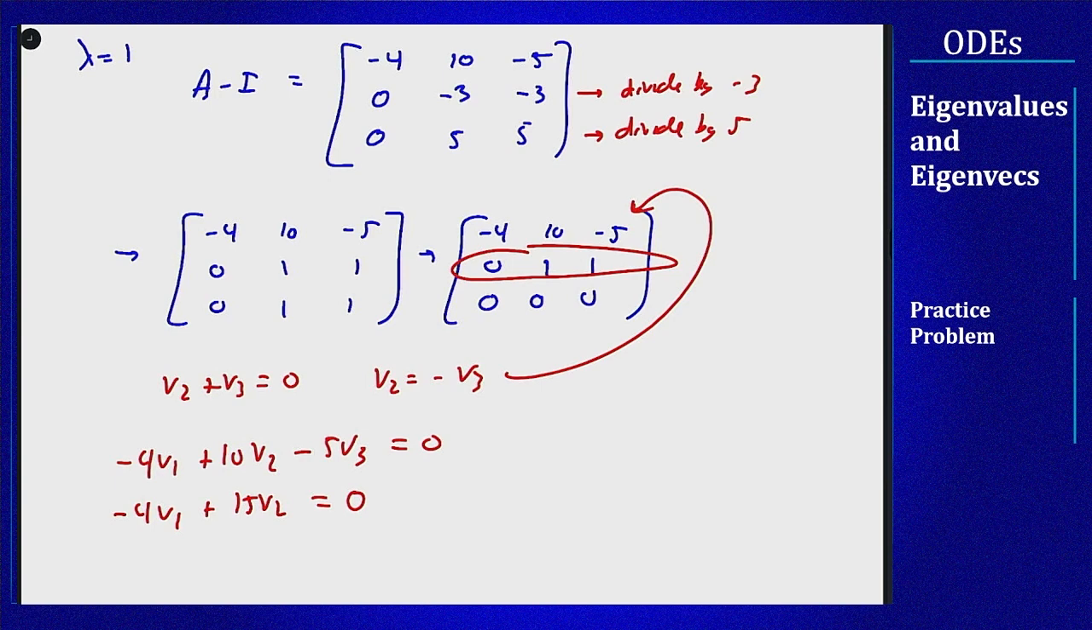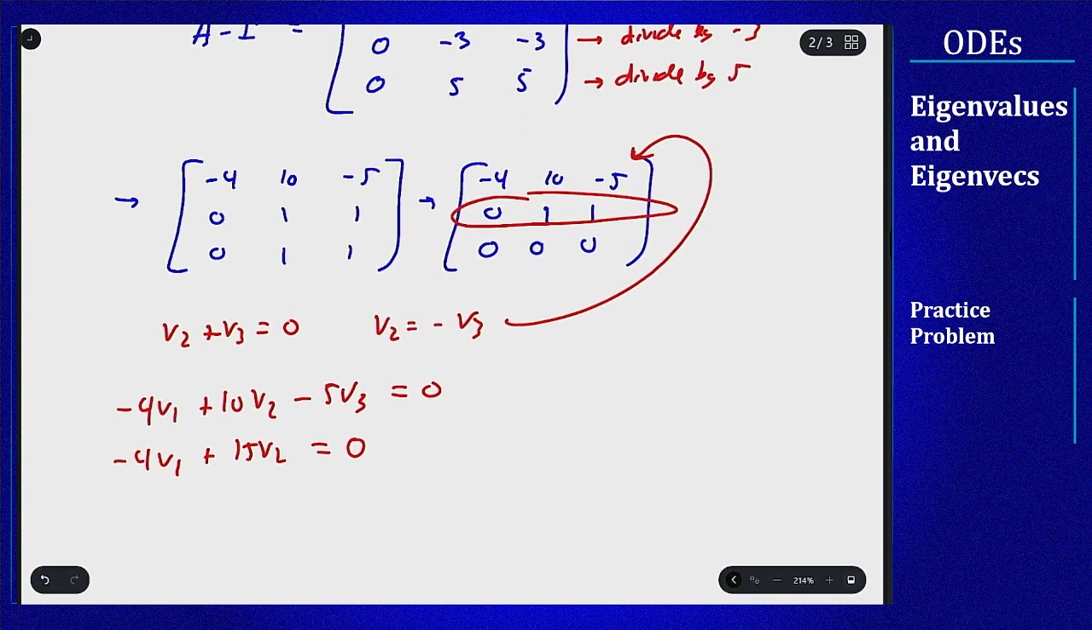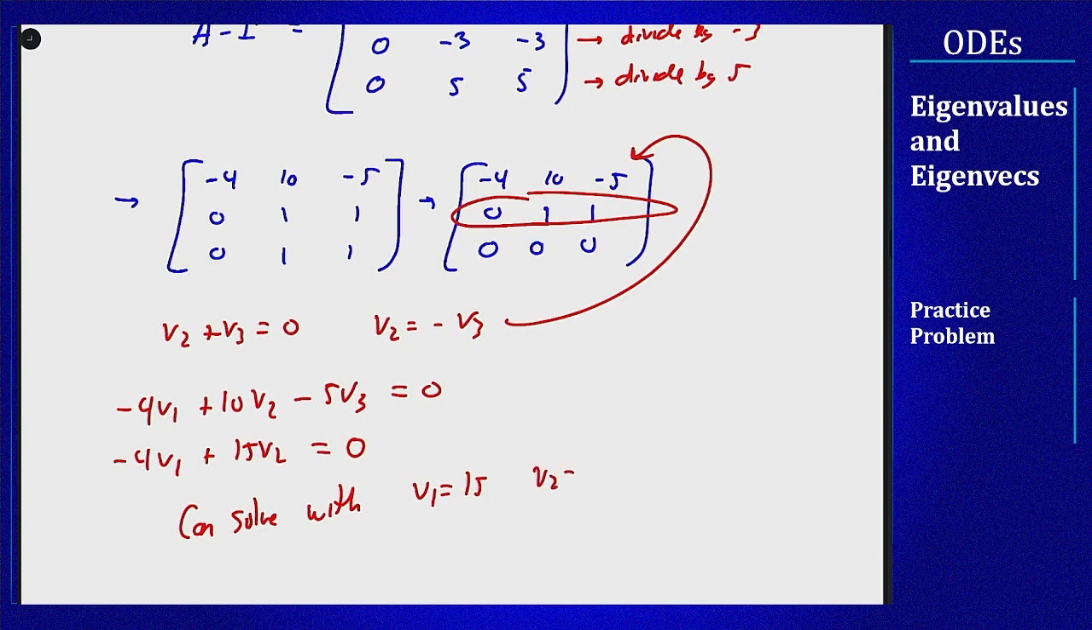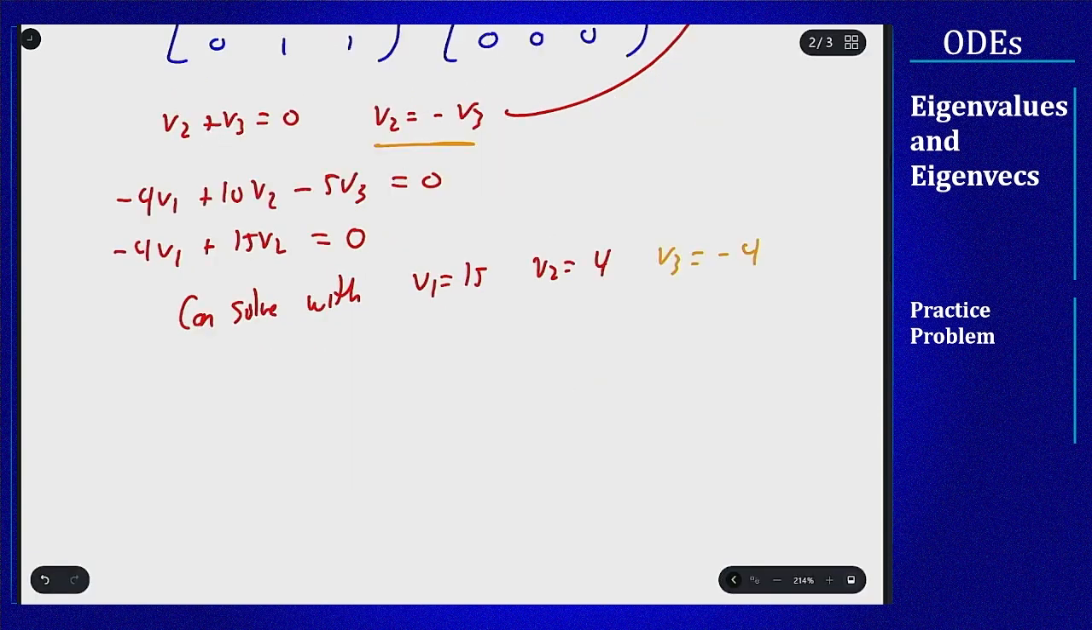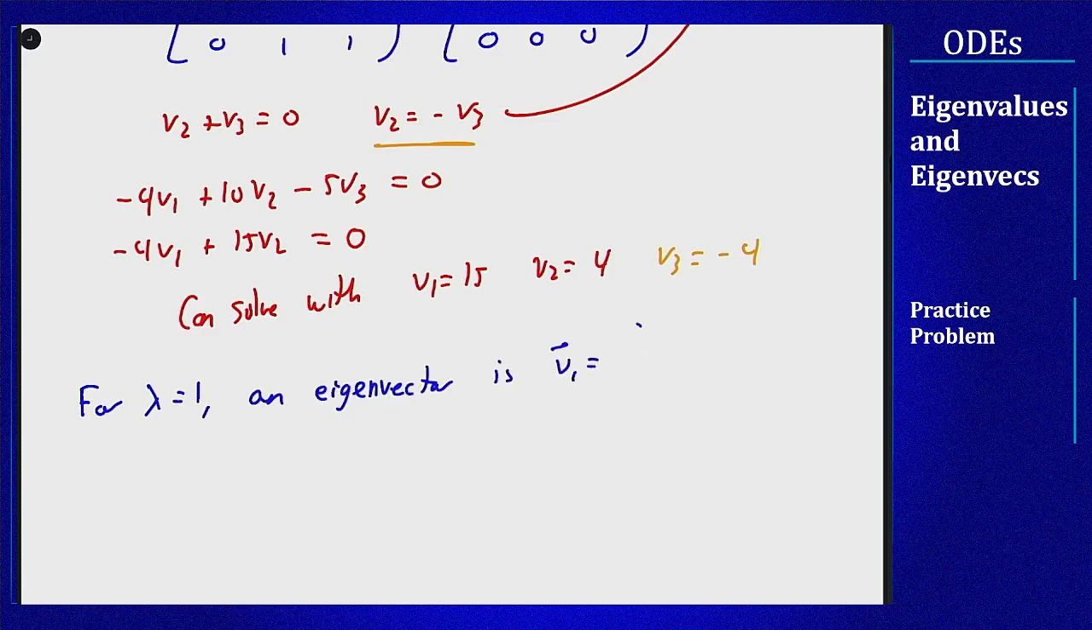And I want to pick values to make this work. The easiest way to do that is just by swapping the coefficients. So I can solve this with v1 equals 15 and v2 equals 4. I will then get 60 minus 60 is 0. Paired with the equation up here, this means that v3 is going to be negative 4. So the conclusion here, for lambda equals 1, an eigenvector is v equals (15, 4, -4). There is part 1 of 3.